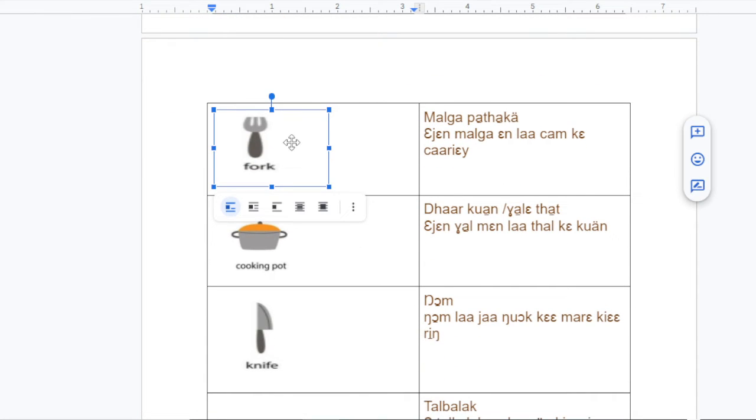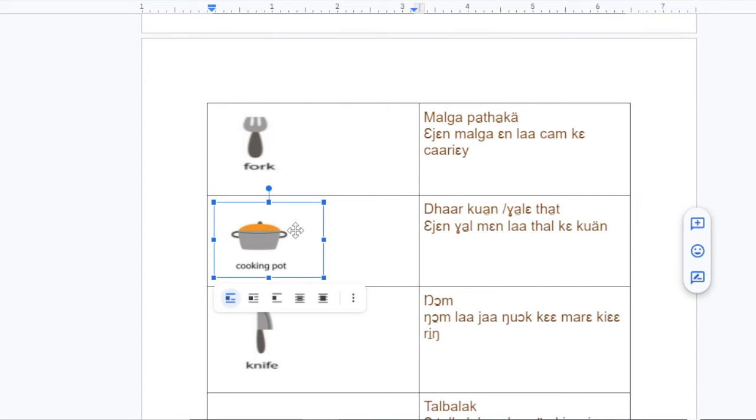We have a fork. Fork is called malga, but it is a malga pasak. A fork is used for eating pasta. Malaga pasaka means fork. Fork, it is malaga pasaka. Again, malaga ala chamke sharie.